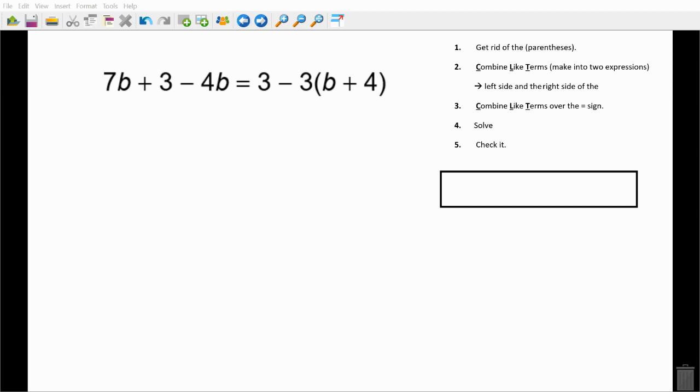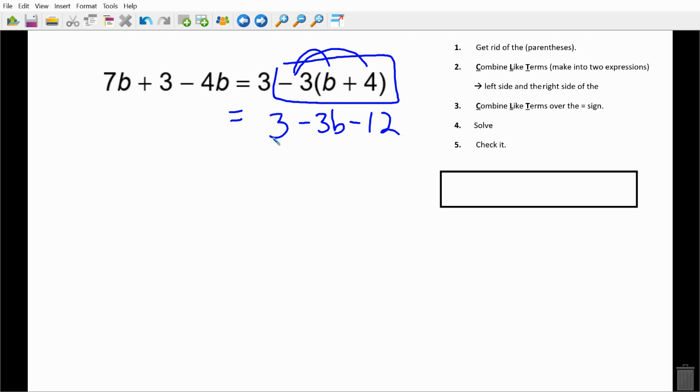Step 1, what is it? Do you see any? I see some on the right side. All right, so let's go. Here's my equal sign. Let's distribute just this part right here. Negative 3 times b is negative 3b. Negative 3 times a positive 4 is, oops, let's undo that. Negative times positive is a negative. And we only did what was in that box. There's still a 3 out front. All right.